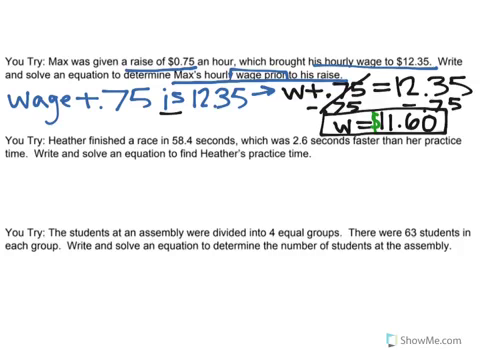So Heather finished a race in 58.4 seconds, which was 2.6 seconds faster than her practice time. Write and solve an equation to find Heather's practice time. So we're looking for practice time. We know that she finished the race in 58.4 seconds, so that's another important part. And then that was 2.6 seconds faster than her practice time. So that's an important piece right there.